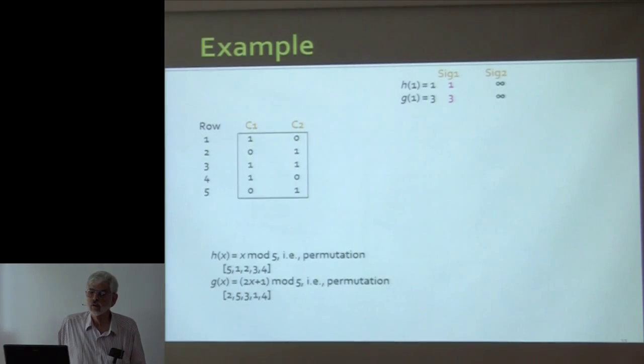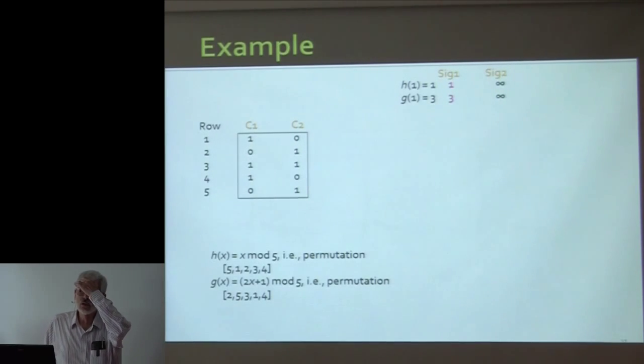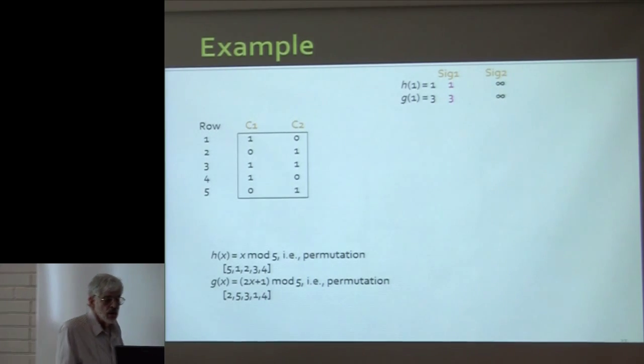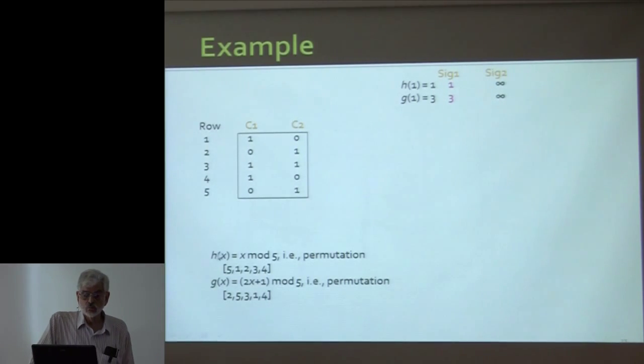Cool. All right. So here's an example. I have two hash functions. These are very dopey hash functions. In this case, h of x will be the row number, which will just be x mod 5.